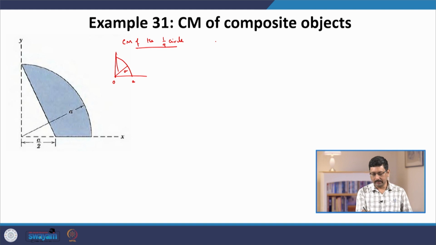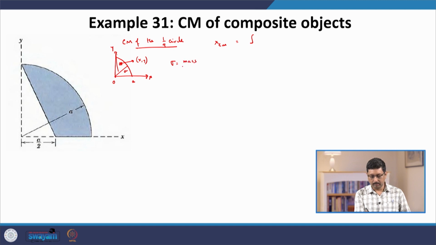Now, if you recall the definition, consider a particular mass element shown in this square block. Let us say this is our origin, O, and these are the coordinate axes, and assume that this mass element is located at the point x, y, which is inside this circle. Then let us say sigma is the area density, that is mass per unit area, and I am going to assume that the mass distribution is uniform.